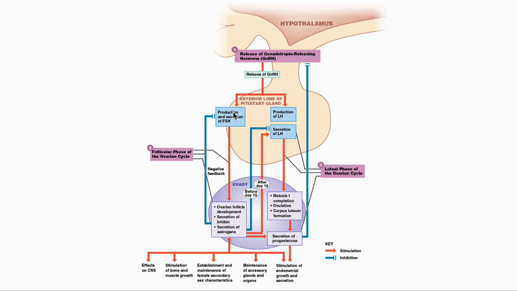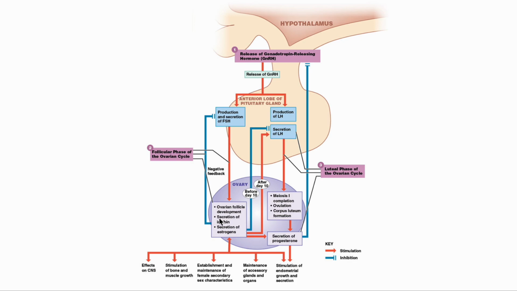And we know that FSH and LH have direct impact. So FSH is going to stimulate ovarian follicle development, and it's also going to stimulate the secretion of estrogens. We're going to see LH is also going to stimulate meiosis 1 completion, and ultimately it will stimulate ovulation. And then if we end up with a corpus luteum, will then stimulate progesterone. So just following those through is pretty good.